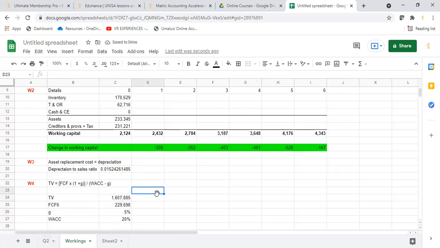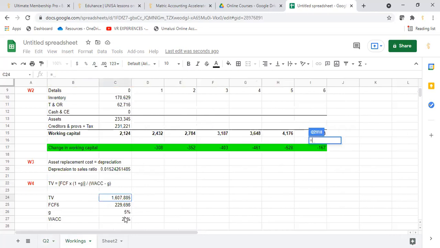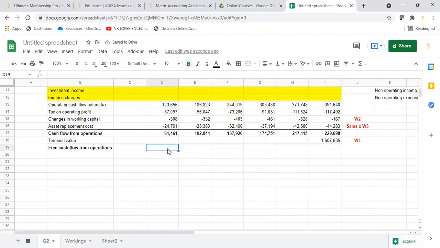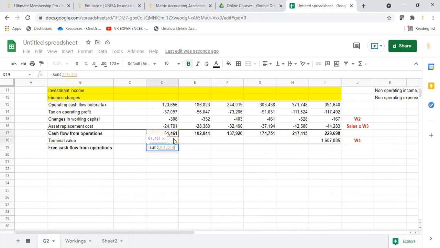Okay, so that's why I write out this formula over here so you can see what you need to do. Free cash flow refers to the last free cash flow, which in this case was year 6, then you grow it by the growth rate and then divide it by WACC minus the growth rate. Okay, so we got to 1.6, whatever that is. So all I do is I go plug this in over here, 1.6. So my free cash flow from operations is this.